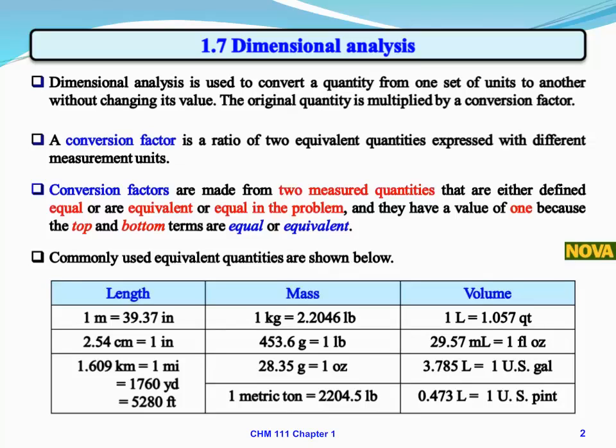The numerator and denominator in the conversion factor are equal or equivalent to one another, so the overall conversion factor is equal to 1. Conversion factors are derived from two measured quantities that are either defined equal or are equivalent or equal in the problem. The table shows commonly used equivalent quantities.